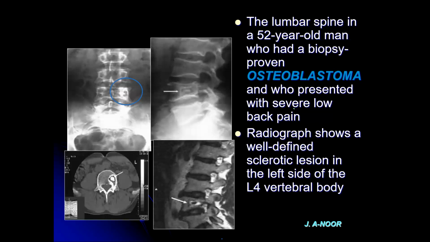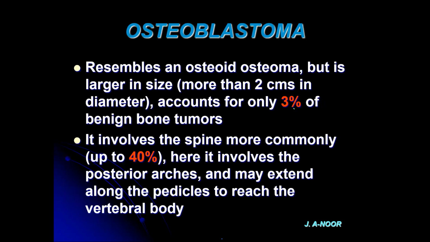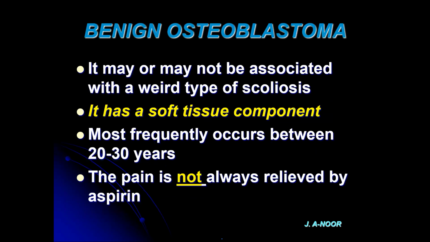Centimeters in diameter. It accounts for only 3% of benign bone tumors, so it's kind of a bit rare. It involves the spine more often, and here it involves the posterior arches and may extend along the pedicles to reach the vertebral body. It may or may not be associated with a weird type of scoliosis.